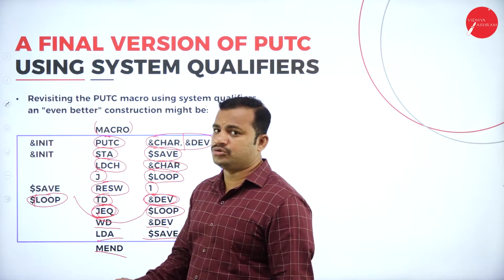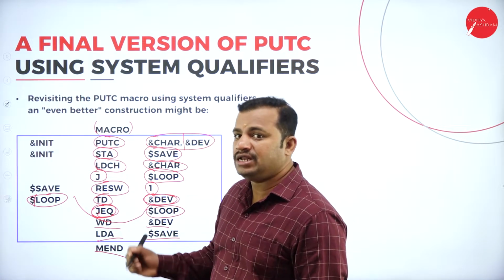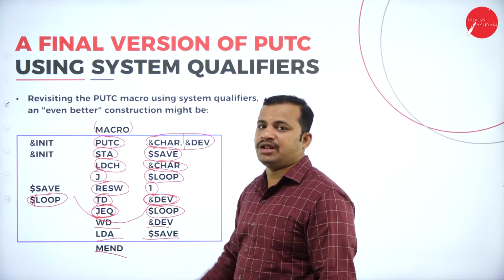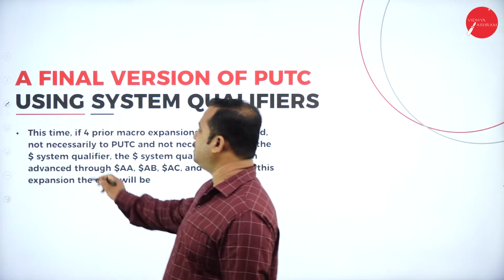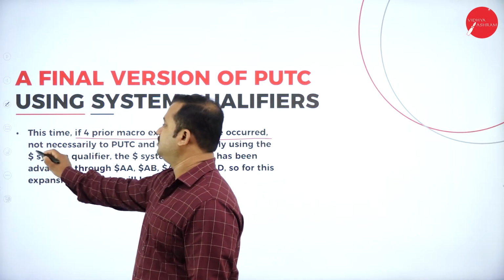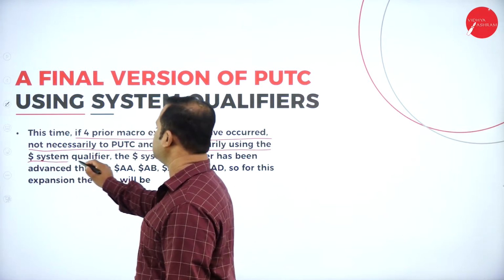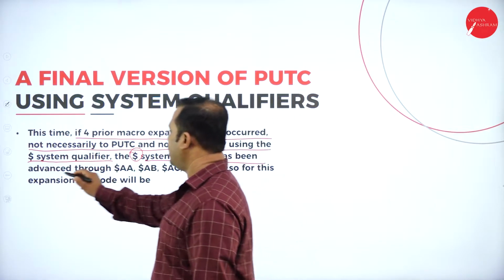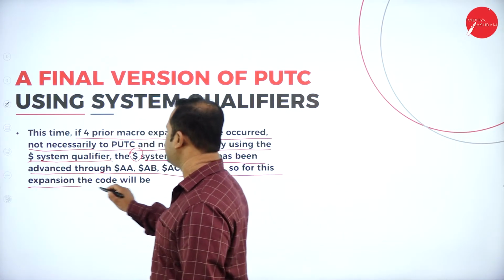This is how we do the execution of looping statements in C language or in any of the languages, or maybe in the case of this assembly level programming language. So let me consider that this time, if four prior macro expansions have occurred, then the dollar system qualifier has been advanced through $AA, $AB, $AC, $AD. So we have the expansion code like this.